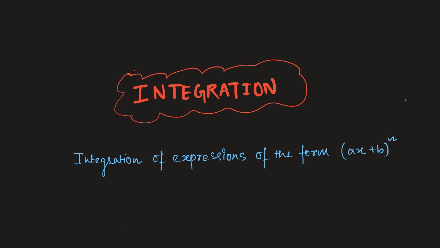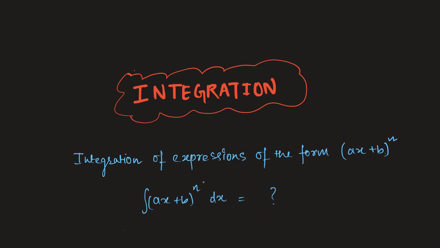Hello, today we are going to understand a topic which is part of integration: how to integrate expressions in the form of (ax + b) to the power n. As we know, integration is just the reverse of differentiation, or what we say is anti-differentiation. So let's understand what our general formula would be when we integrate (ax + b)^n with respect to dx.